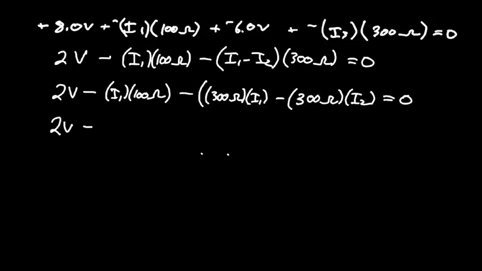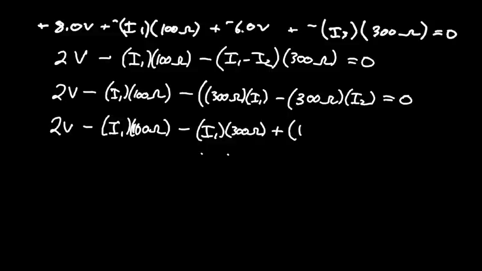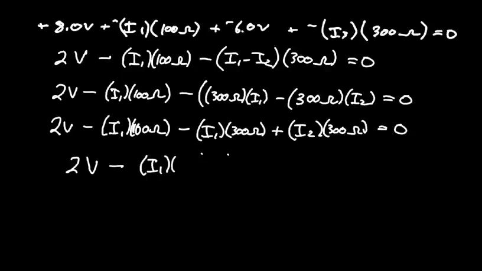So it's 2 volts minus I1 times 100 ohms. And then minus I1 times 300 ohms. Switched my order up here, so let's fix that. And then minus a negative 300, so plus I2 times 300 ohms. Okay, so then I've got the negative I1 times 100 and the negative I1 times 300, so that'll be 2 volts minus I1 times 400. Plus I2 times 300 ohms. And that's equal to 0.